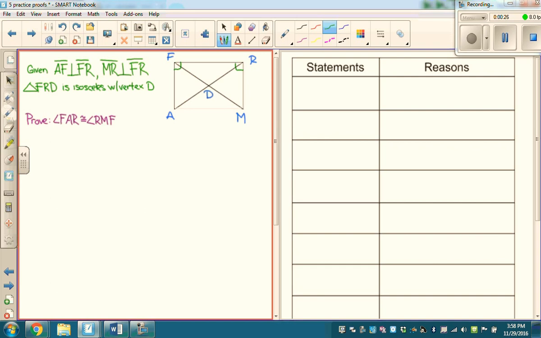I also have that triangle FRD is isosceles with vertex D. So I have this. And I'm trying to prove that triangle FAR, so I'm going to use a highlighter just for a minute, FAR, so you can see what I'm looking at, is congruent to triangle RMF.